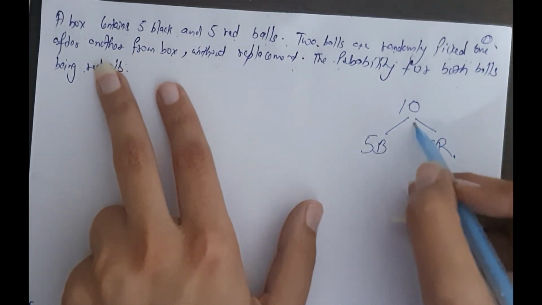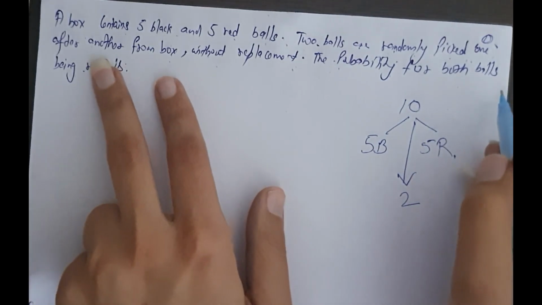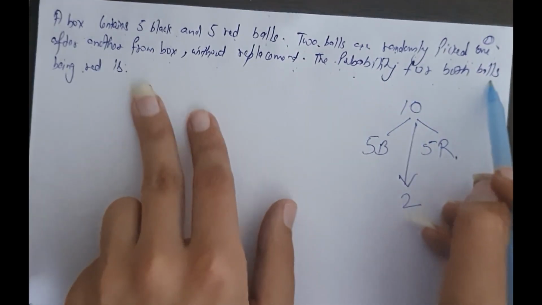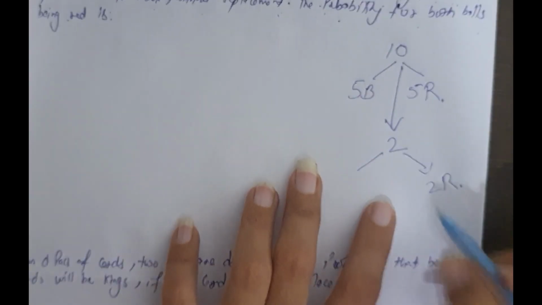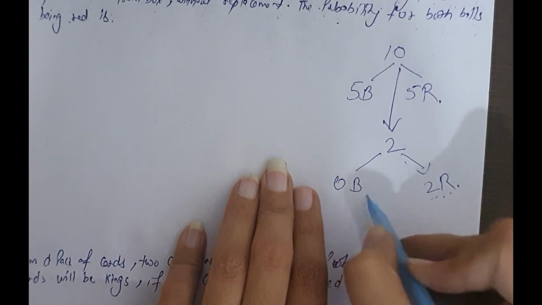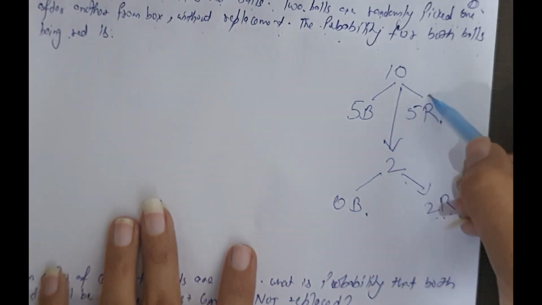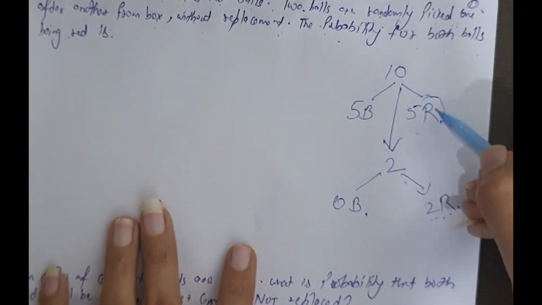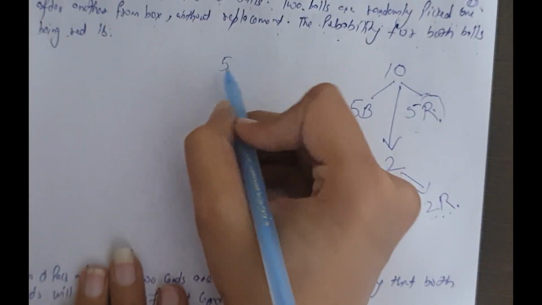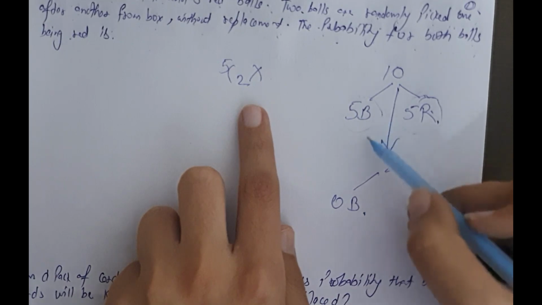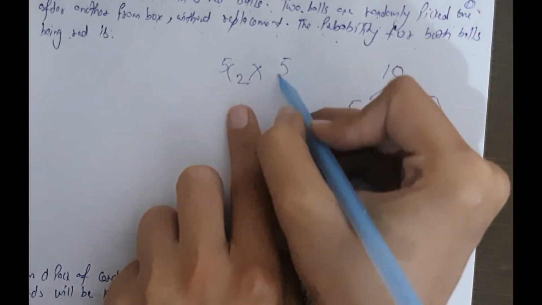Two balls are randomly picked one after another from the box. The probability for both balls being red is... Both balls being red means 2 red, so 0 black balls. Now we have to find the probability that both balls are red. How many red balls are there in total? That is 5. So 5C2 into, now how many black balls are there? 0. So 5C0.